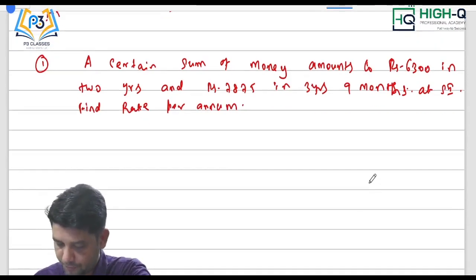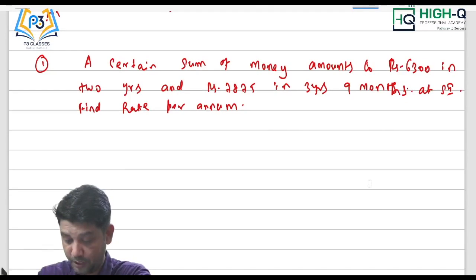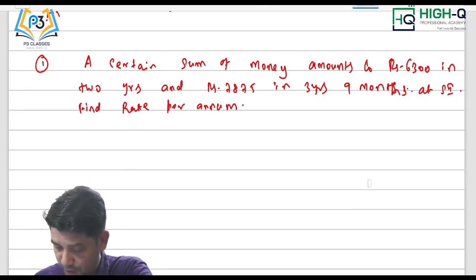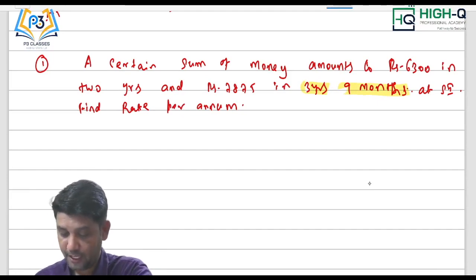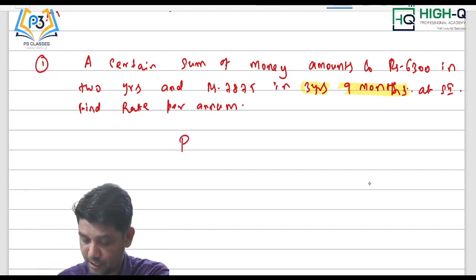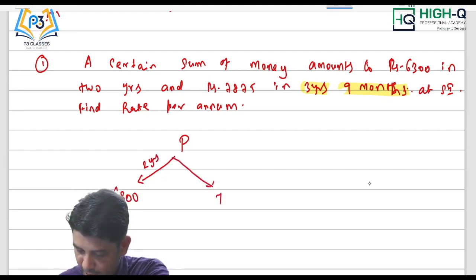Yes, now listen here. Okay, this is the question. So what is the information? Of course, you know this sum. You can do this sum. You are good in this one. But still, why don't you learn my method also? Or if you like that method in the exam, you can try that method. Okay, fine. A certain sum of money. I don't know what amount it is. That amount becomes 6,300 rupees in 2 years, and 7,875 rupees in 3 years, 9 months.